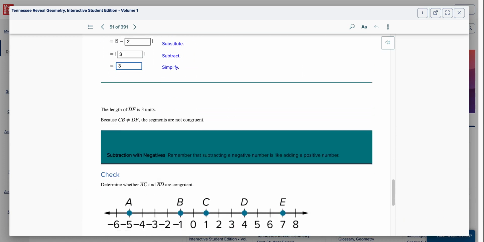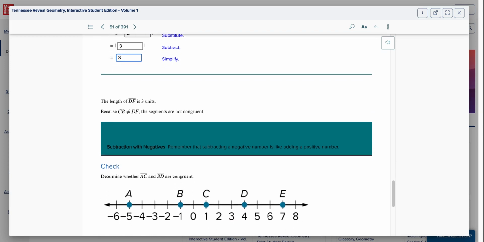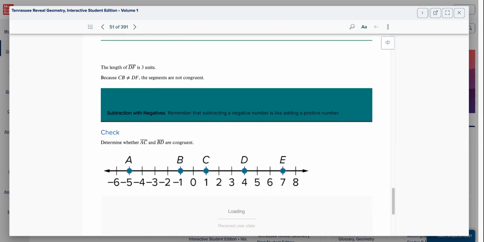So are these congruent? Absolutely not. They are not congruent to each other. So we have a little non-equal. It's basically an equals, and you put a slash through it to show they're not. They're not the same length. They're not the same measure.